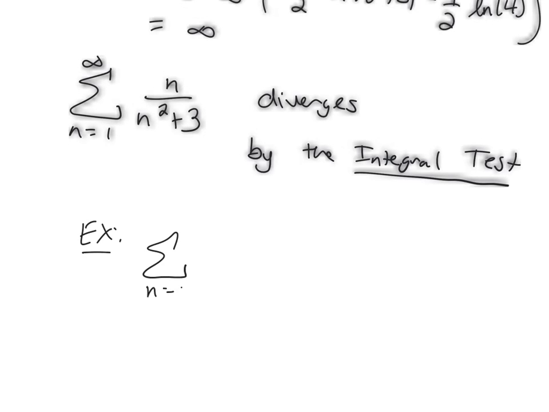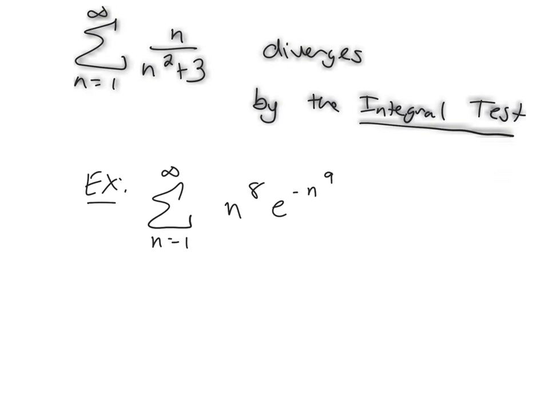The sum from n equals 1 to infinity of n to the 8th e to the negative n to the 9th. Is this a p-series? No, because of the e, right? All right, so what do I do? Rewrite it as a function.